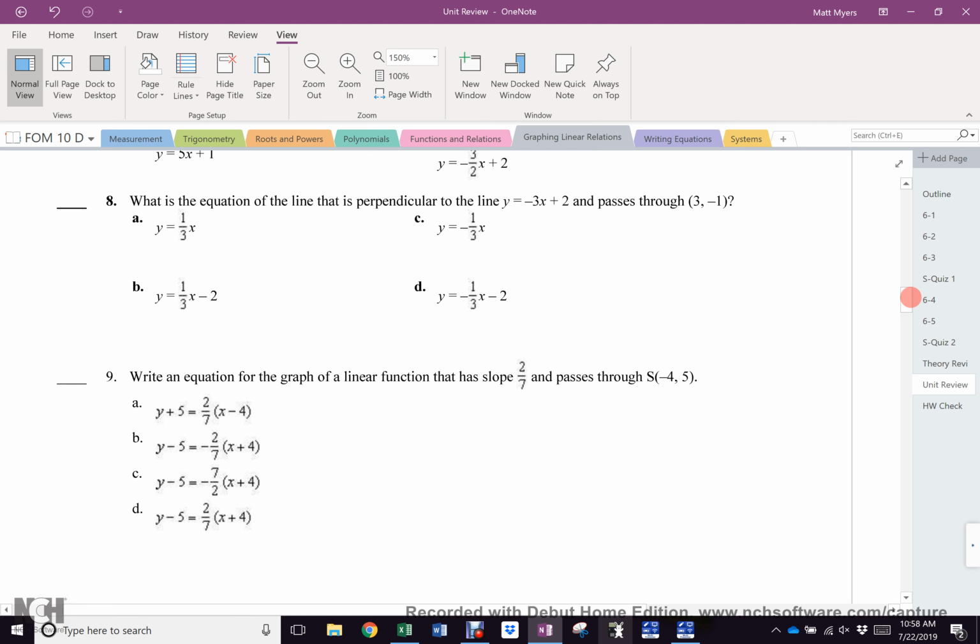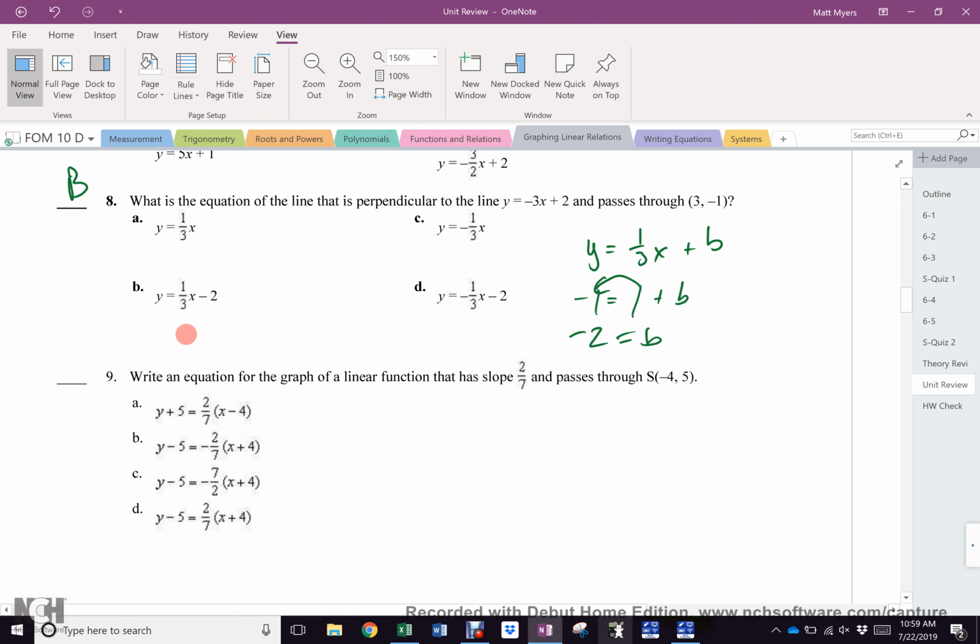Sorry. Number 8. Which is it? Number 8. What is it? B? Is it B? All right. Anybody want to tell me why? y has to equal 1/3 x plus b. You've got your point there again. Negative 1 equals 1 plus b. Bring that over. It becomes negative 1. Negative 2 equals b. There it is.